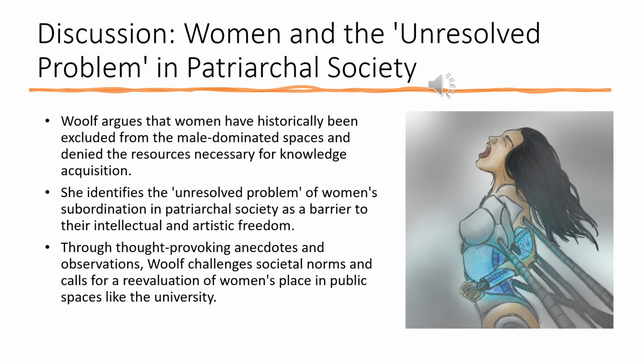One of the key themes that emerges in this discussion is how Virginia Woolf in this essay couches the discussion of women and society within the lens of, quote unquote, the unresolved problem. Women, she argues, have historically been excluded from male-dominated spaces and denied the resources necessary for knowledge acquisition. One such space that is dealt with in the essay is the library, the university and the university library. She identifies the unresolved problem of women's subordination in patriarchal society as a barrier that hinders their intellectual and artistic freedom.